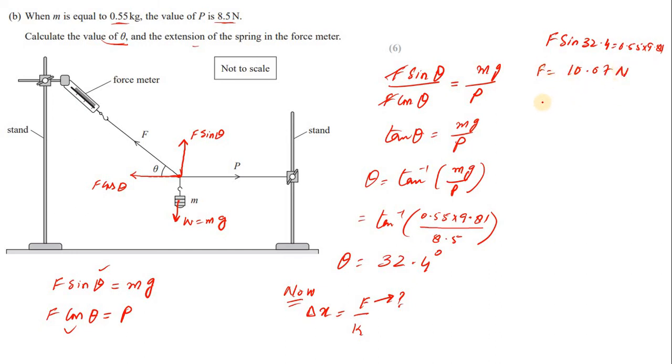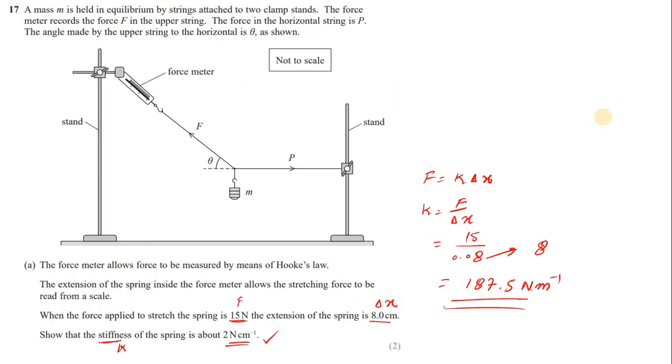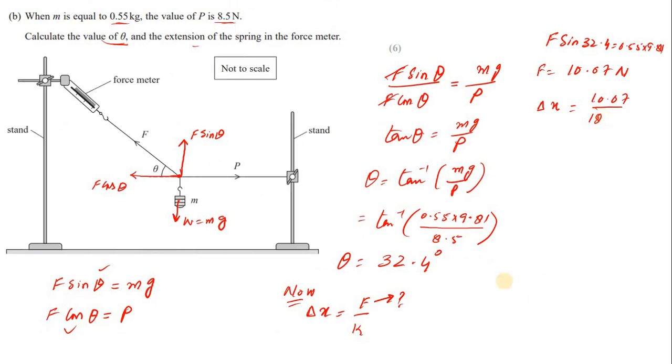Now delta x is equal to force, which is 10.07, divided by K. K we have found. What was that? If you go back, 187.5. So 187.5. So delta x would be equal to 0.054 meter, or you multiply by 100, so 5.4 centimeter. It's your choice whether you write centimeter or meter, both are acceptable.